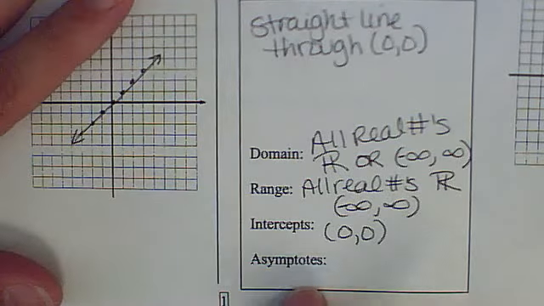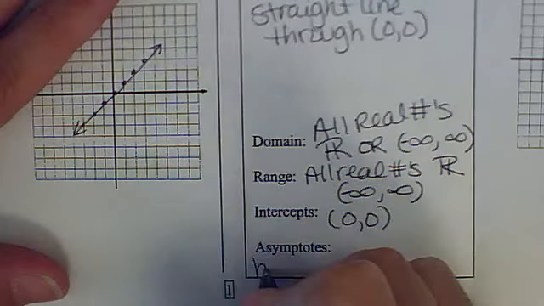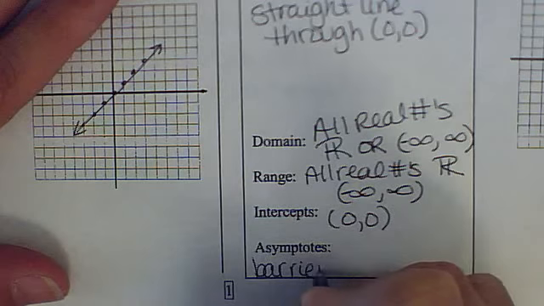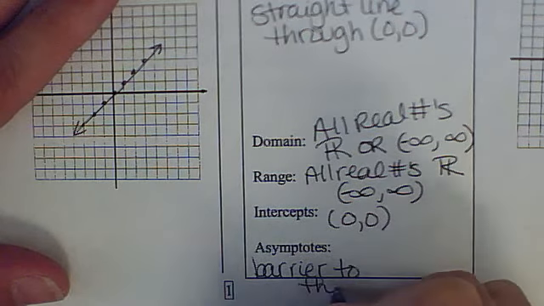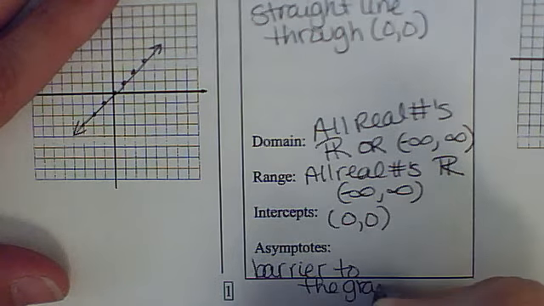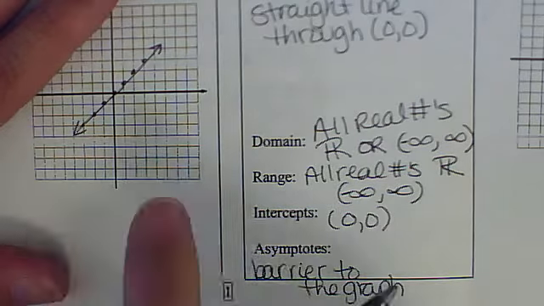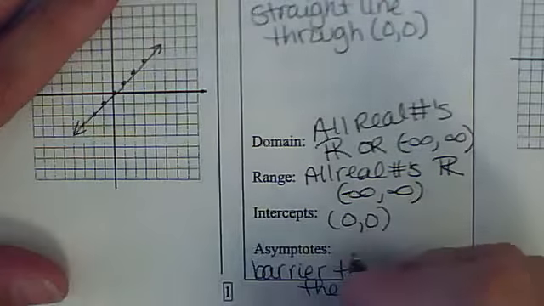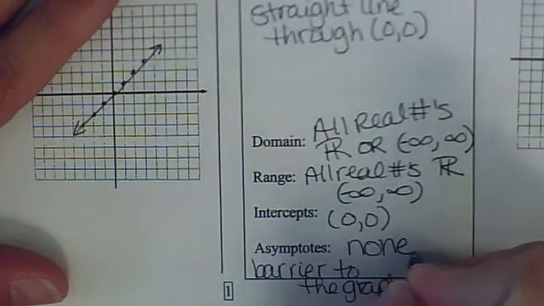Asymptotes are something that we're going to get to later. An asymptote is a barrier to the graph. It's something that the graph gets really close to but never crosses. This graph doesn't have any asymptotes, so we just write none.